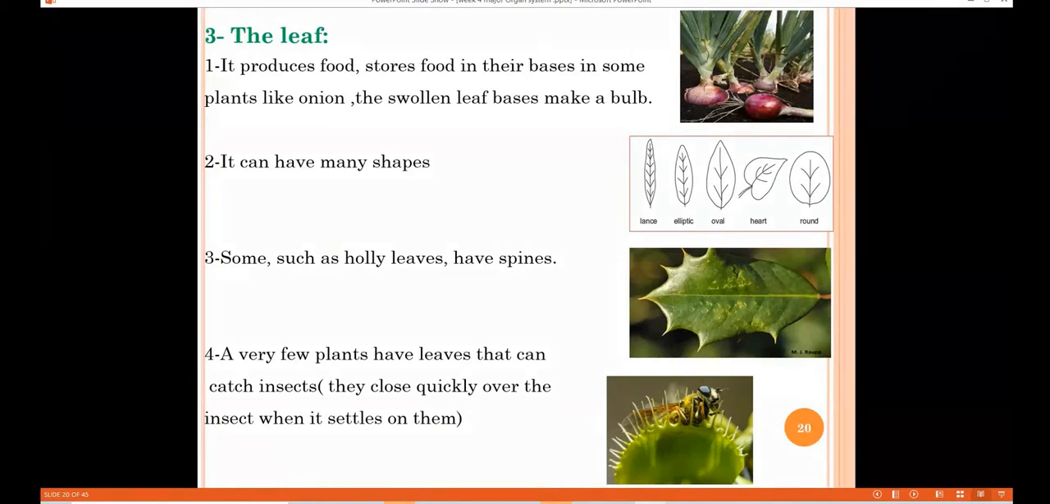Okay, so these are the examples of the various types of leaves. You can see it stores food in its bases, in some plants like onion. You can see the onion bulb over here, and its leaves, what does it do? It stores food in their bases, and we all know that the leaf is known as the kitchen, because the process of photosynthesis takes place in the leaf itself.